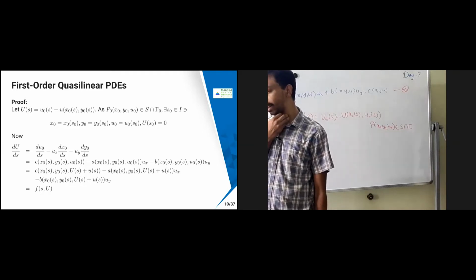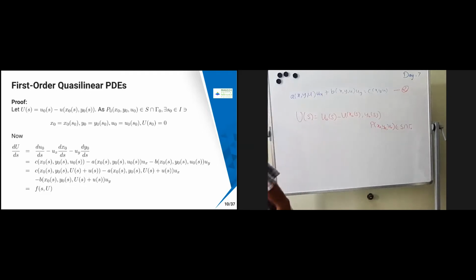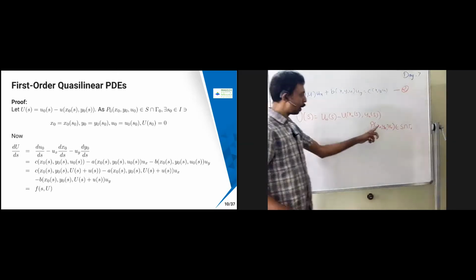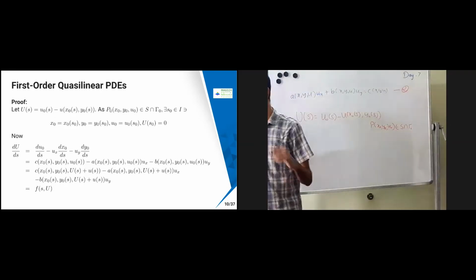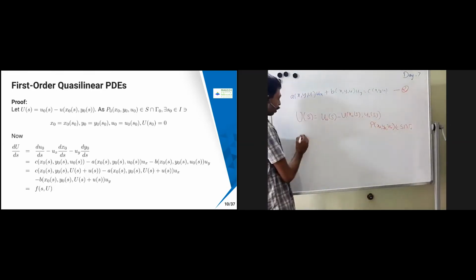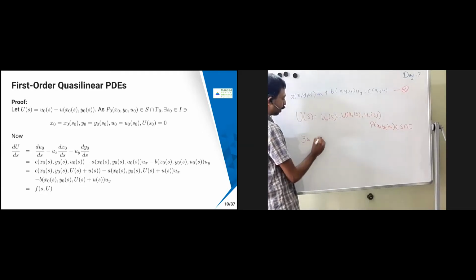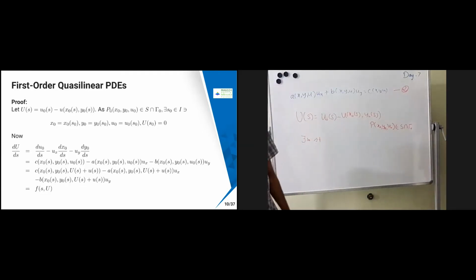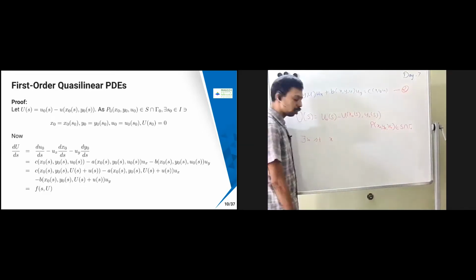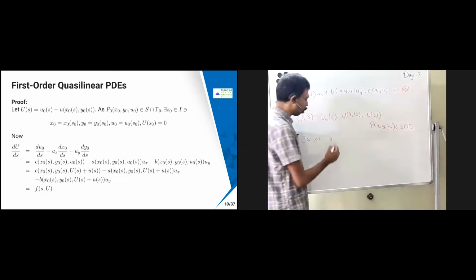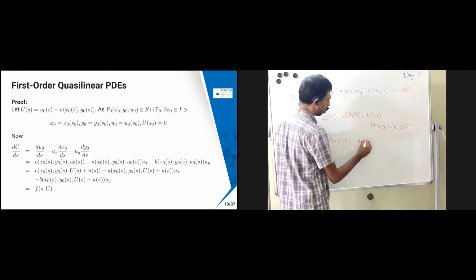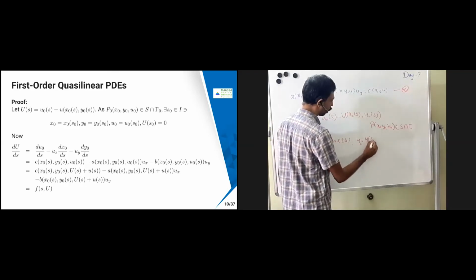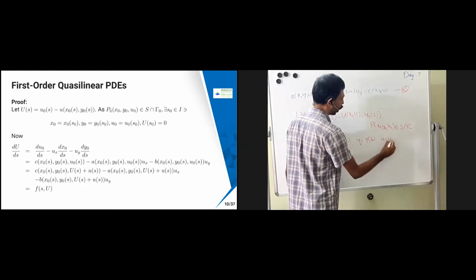Now what we can say is that there will be some s naught, since this point belongs to S as well as gamma naught, such that it satisfies the condition x naught equal to x of s naught, y naught equal to y of s naught, and u naught equal to u naught of s naught.